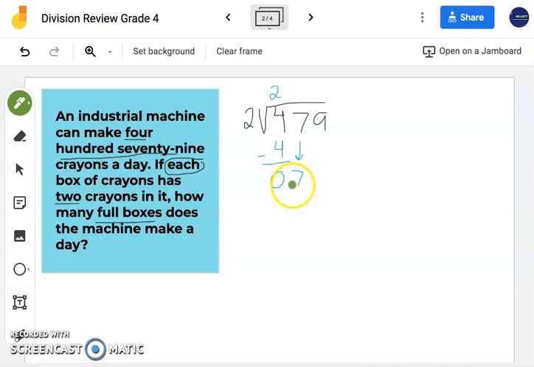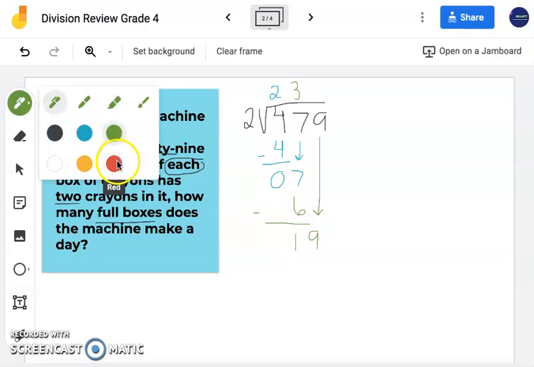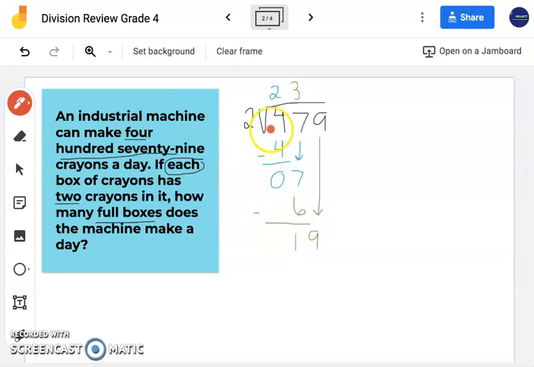Well, 2 times 3 is 6, 2 times 4 is 8, but I can't go over 7, so I'm going to use 2 times 3, which is 6. So now let's subtract, and we're left with 1. But notice I'm still not finished yet because I have one more digit in my dividend. So let's bring down this 9. So now I'm going to ask myself the same question again.